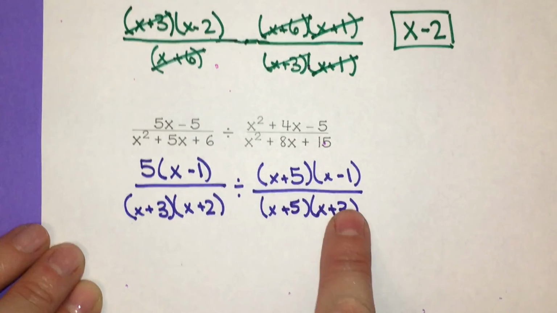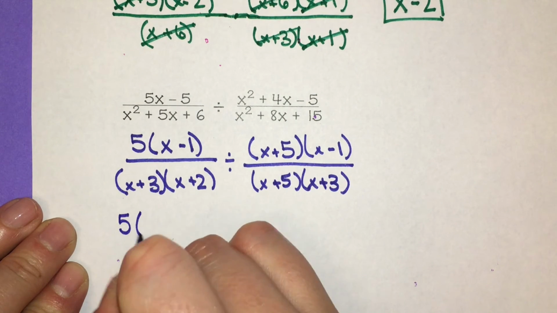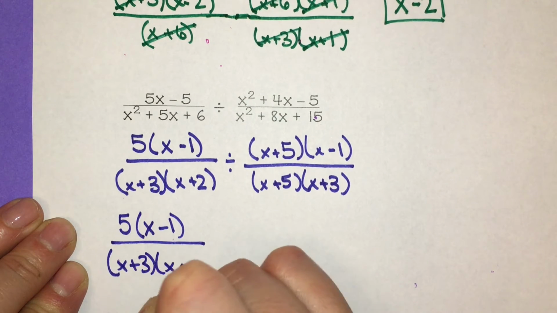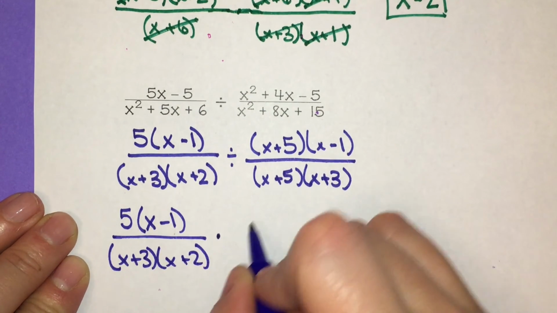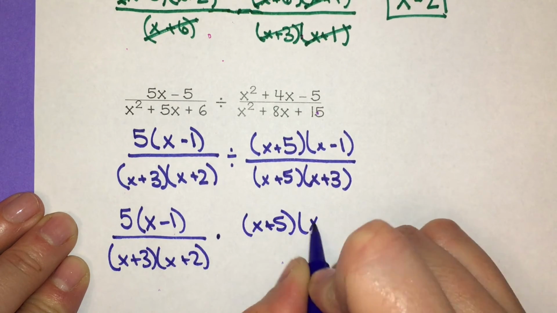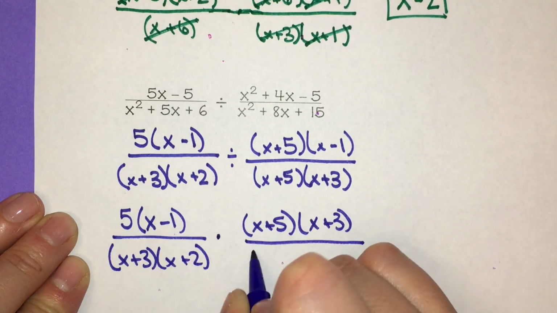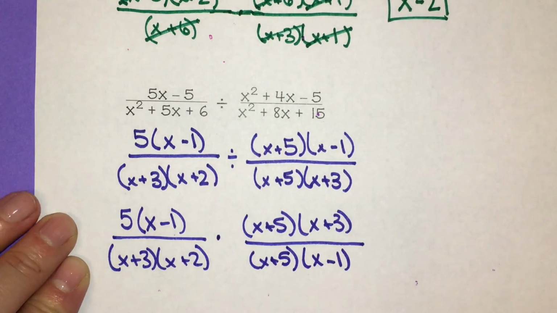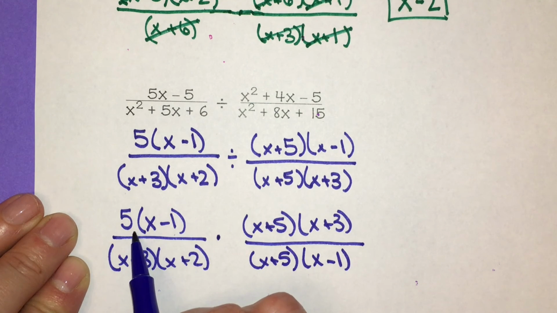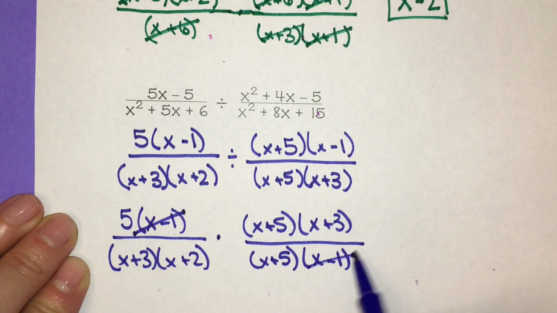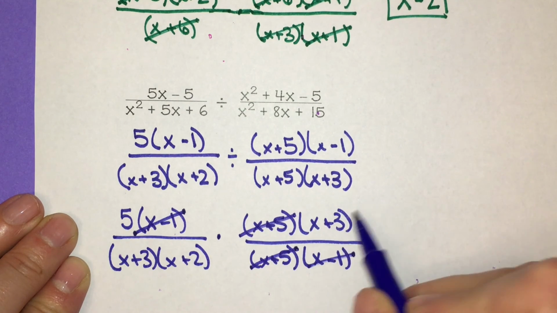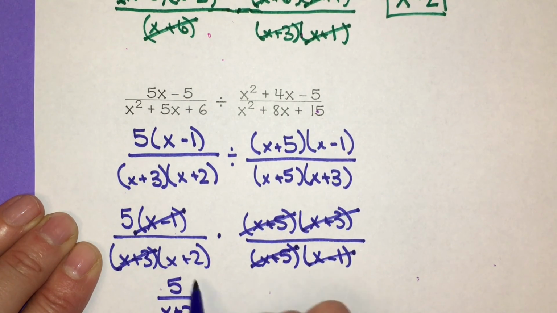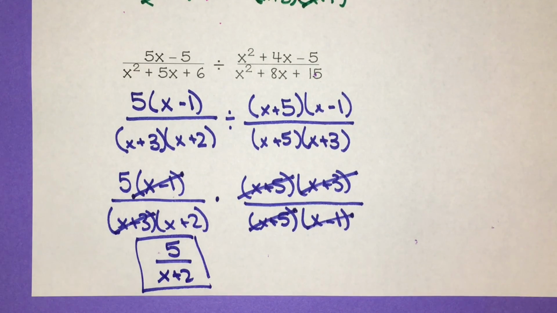But I have to do keep it, change it, flip it, because this is division. I'm going to change it to multiplication. 5 times x minus 1 over x plus 3 times x plus 2, times x plus 5 times x plus 3 over x plus 5 times x minus 1. I just flipped that. Okay, what can I eliminate? X minus 1 over x minus 1, x plus 5 over x plus 5, and x plus 3 over x plus 3, which gives me 5 on top and x plus 2 on the bottom. Hopefully you're able to get all of those.